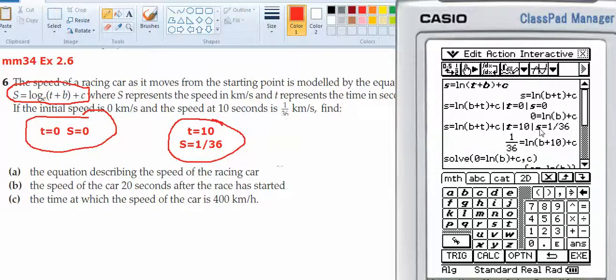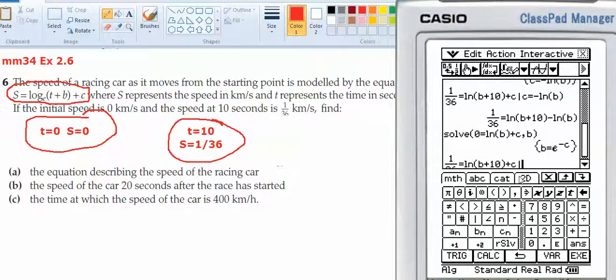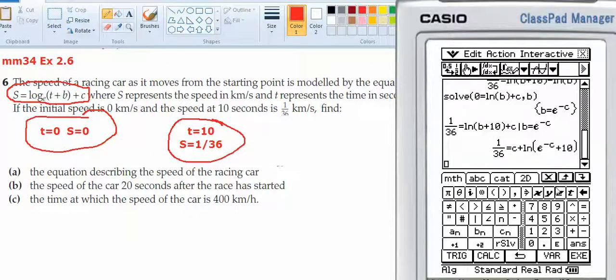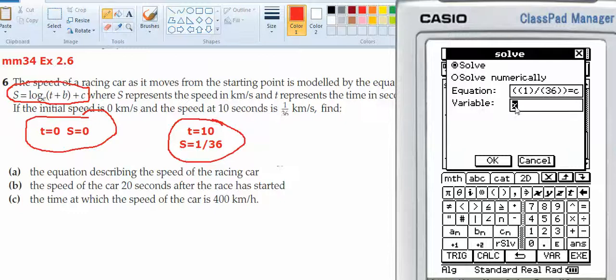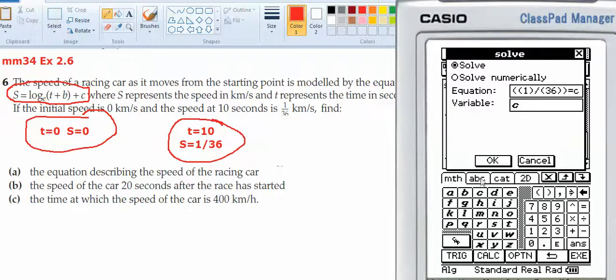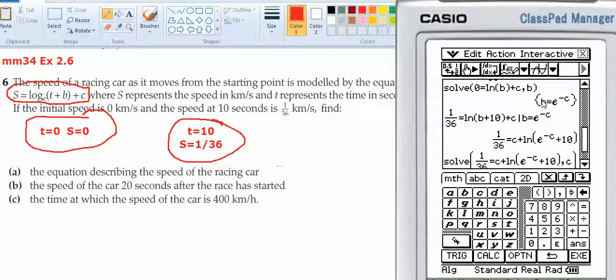And I'll go back up to the top and get that second equation, copy, new line, paste, option given B equals this, and that gives me an expression for C, and I wish now to solve for C. And it found it. There it is. C equals negative 5.87, and I should just have up here what B is.